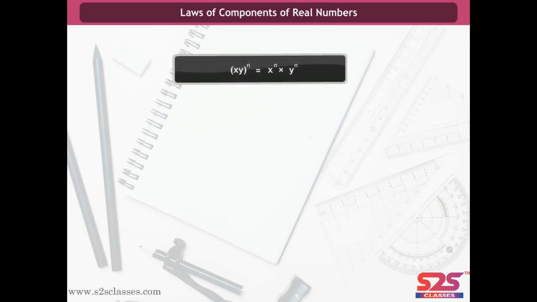And the last law is x into y raised to the power n is equal to x raised to the power n into y raised to the power n. For example, 13 raised to the power 1 by 3 into 17 raised to the power 1 by 3 is equal to 13 into 17 raised to the power 1 by 3, or 221 raised to the power 1 by 3.